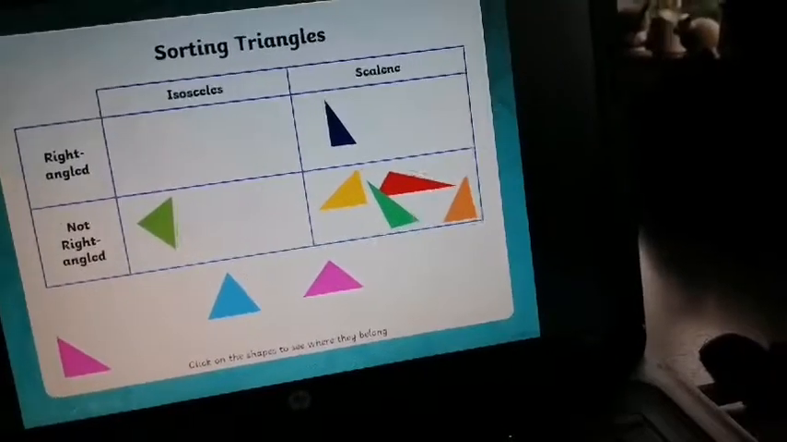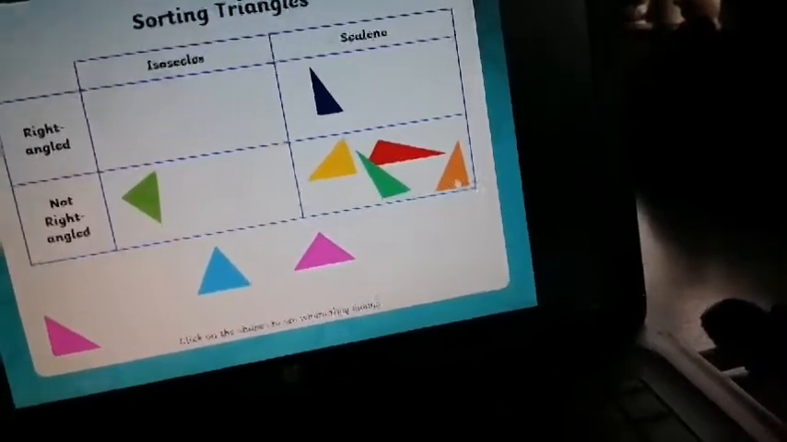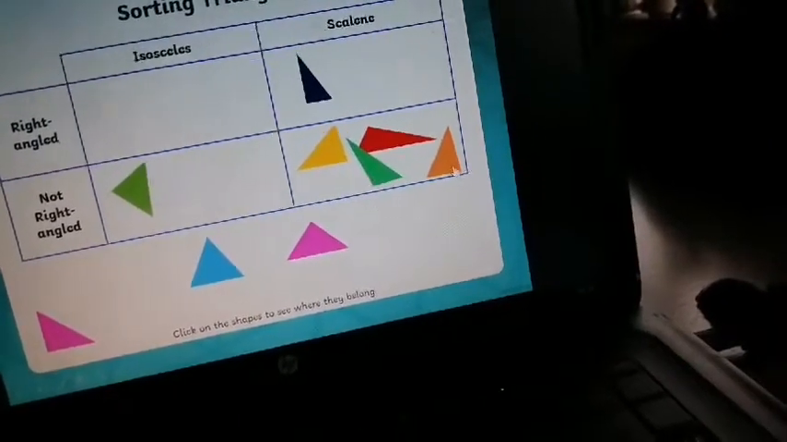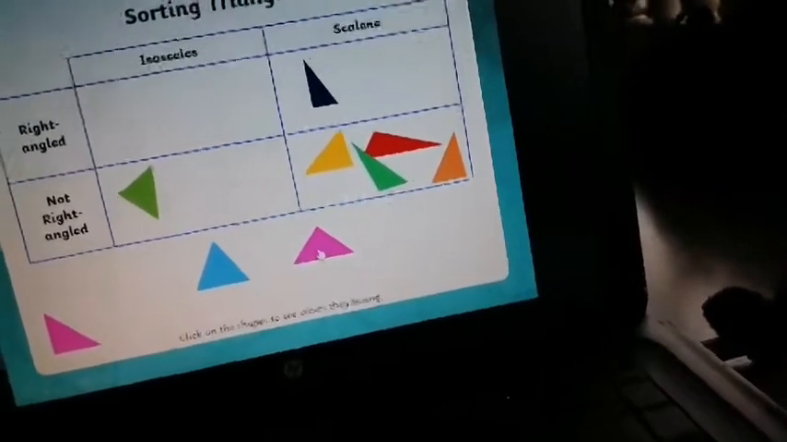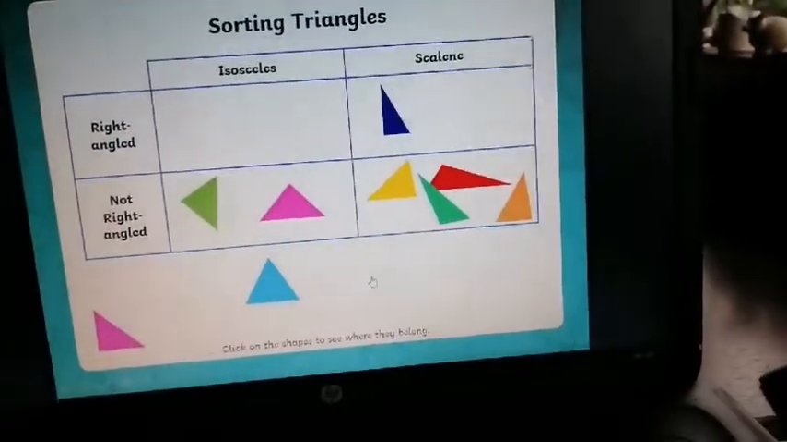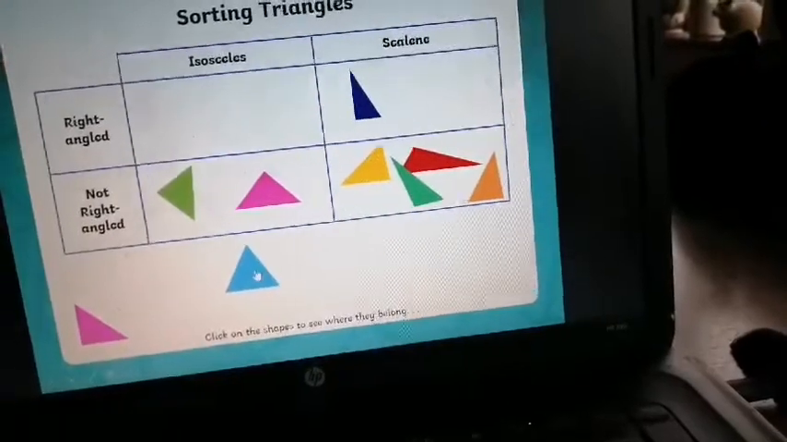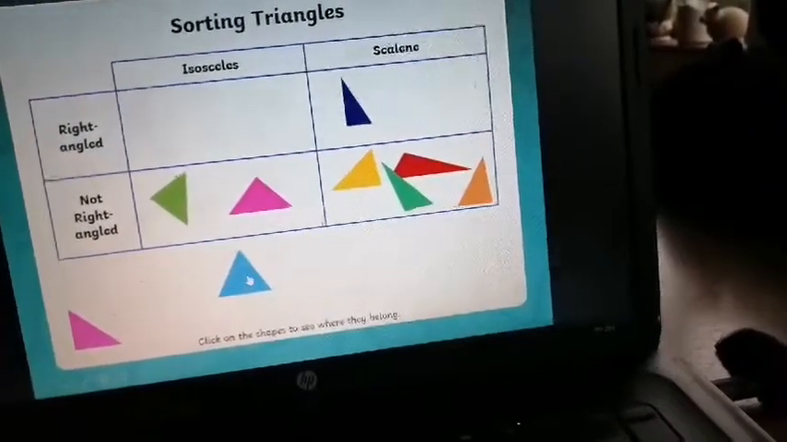So they look close to right angles, this green one and peach coloured one, not quite. So they can see it's not quite 90 degrees if you were to put a protractor on it. And this pink one is a not right-angled isosceles triangle. This blue one is none of them.